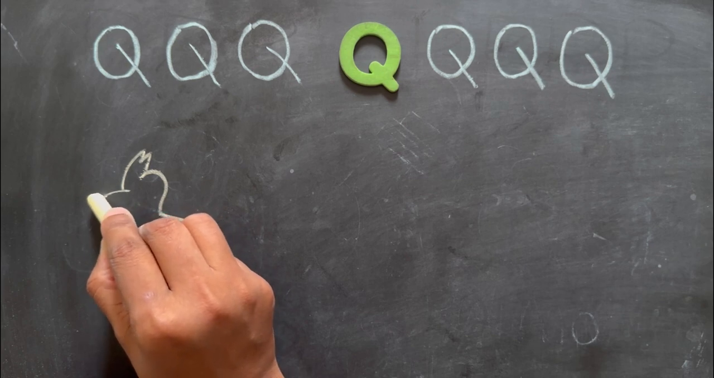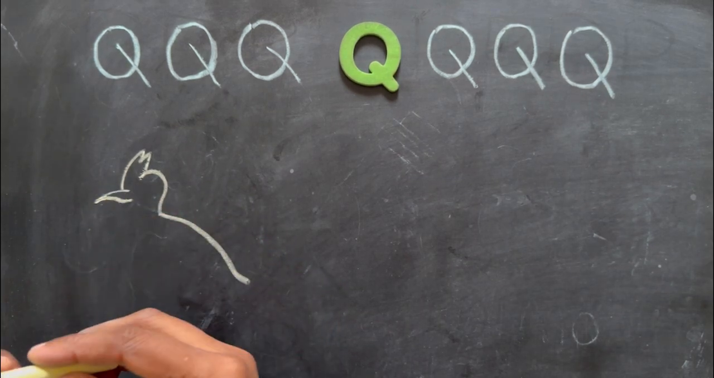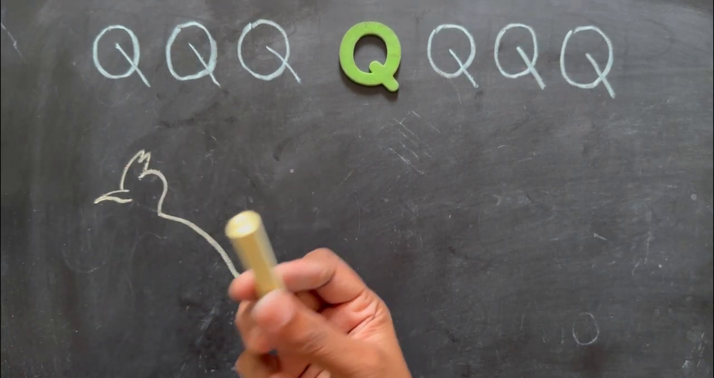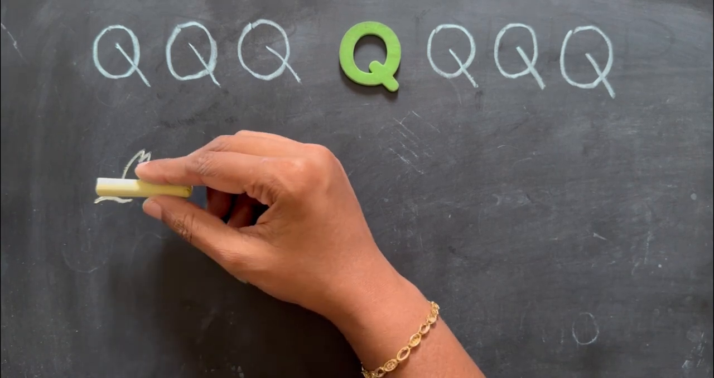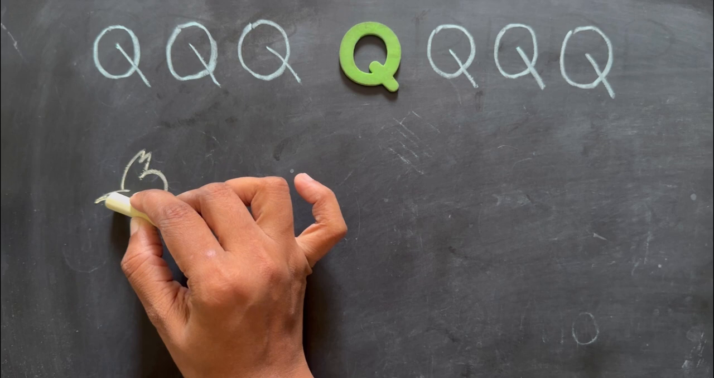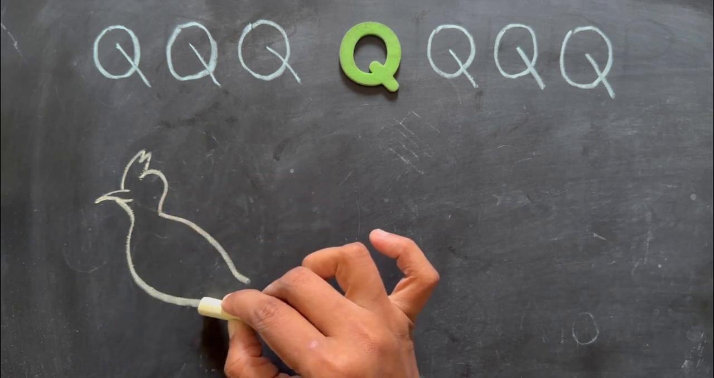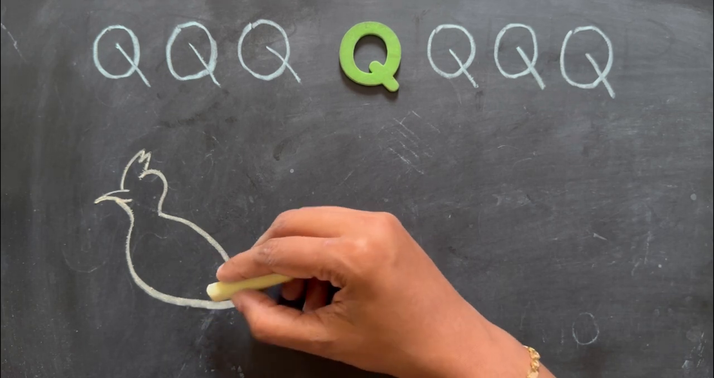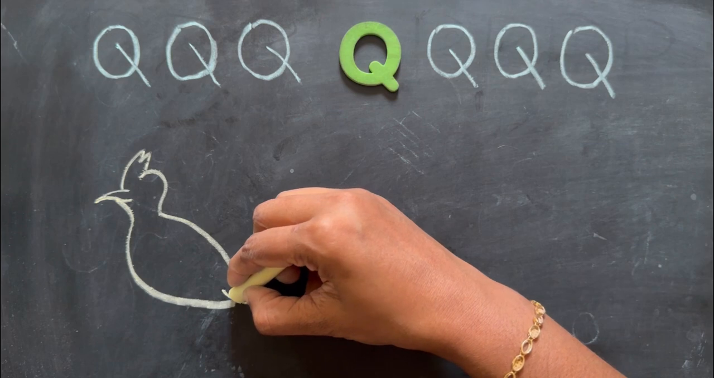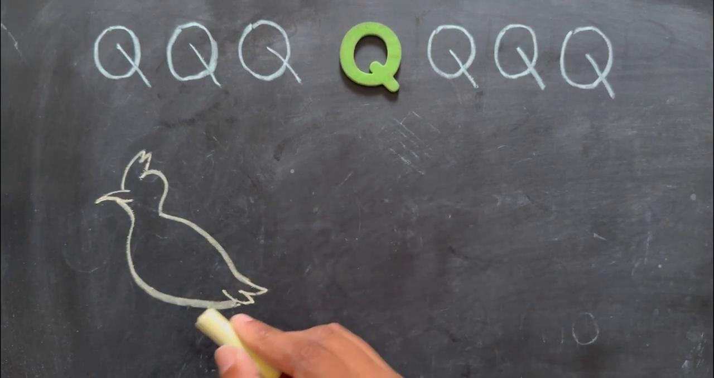I am drawing the beak for my bird. This is the bird. See, if it is pencil, we can sharpen, but with the chalk piece, I cannot sharpen. It's okay, but we can draw more with the help of our chalk piece. We learn to draw many things. So this is our bird.